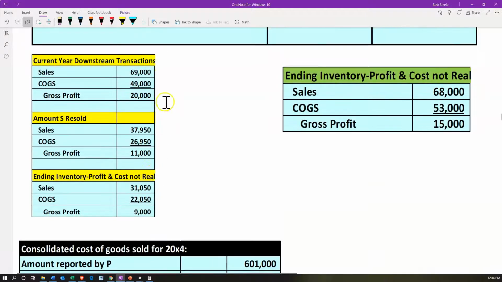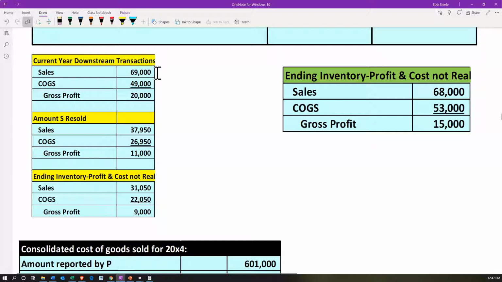Now this gets a little bit tricky because of the way we're setting this up. Notice we have the downstream transactions, sales, cost of goods, gross profit, and then we have the amount that's resold in terms of sales, cost of goods, gross profit. But we're really using the same terms as the items up top, so the same units of measure of the sales happened up top to figure out the same related sales down here, and then what would be in the ending inventory. What was actually recorded on S's books with regards to the resale price when S resold it, they resold this information for basically the amount that they paid for it, which was the amount up at the 69,000.